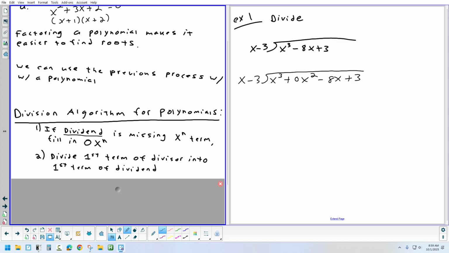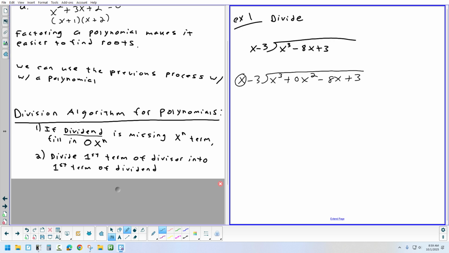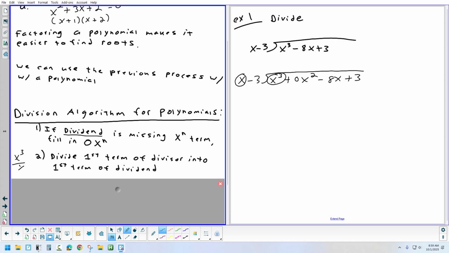Now step 2. You're going to divide the first term on the outside into the first term on the inside. Inside is the dividend, outside is the divisor. So we're going to divide the first term here into the first term there. So off to the side, if you want to think about what you're doing, x cubed divided by x. And what's x cubed divided by x? Yeah? X squared.